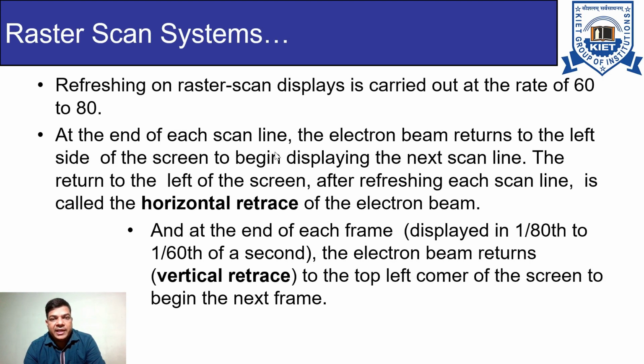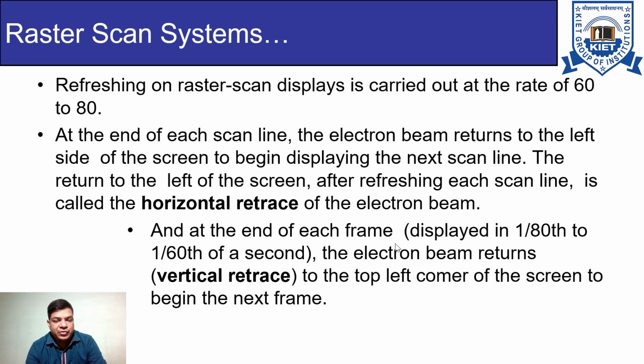At the end of each scan line, the electron beam returns to the left side of the screen to begin displaying the next scan line. So you can see that in a raster scan system, the electron beam moves across the scan line, and after completing one scan line, it moves to the next scan line. This we call horizontal retrace. The return to the left of the screen after refreshing each scan line is called the horizontal retrace of the electron beam. And similarly, we have a vertical retrace.